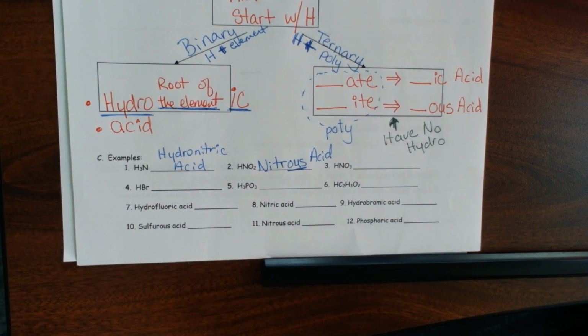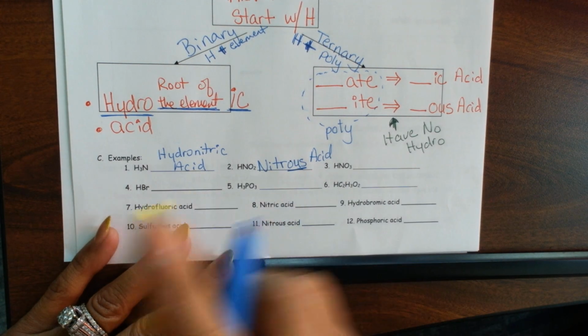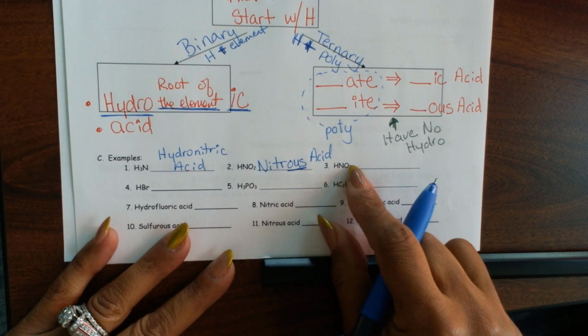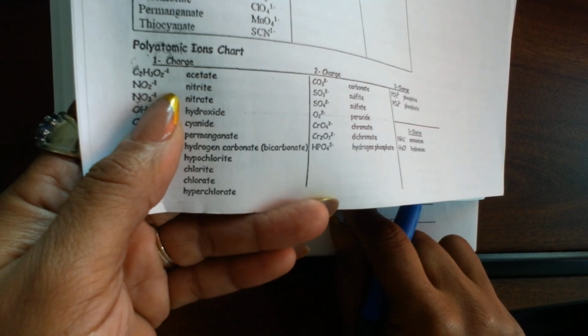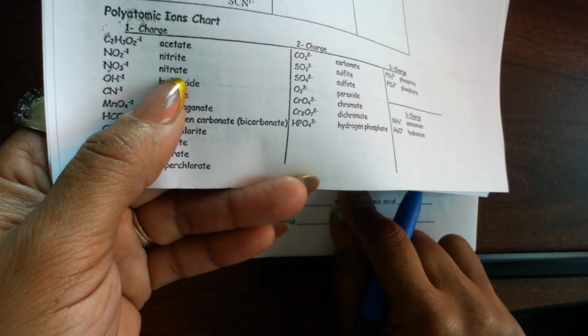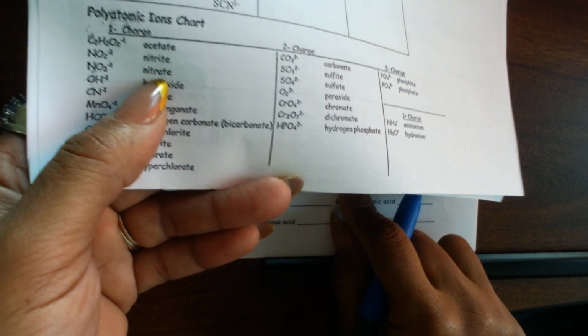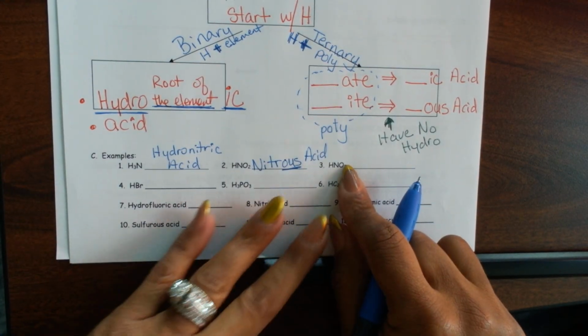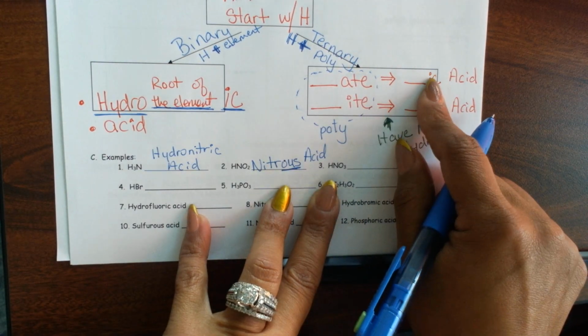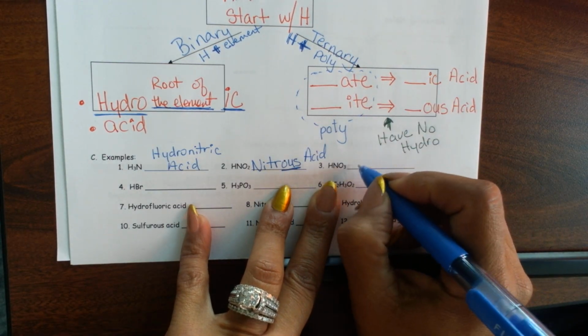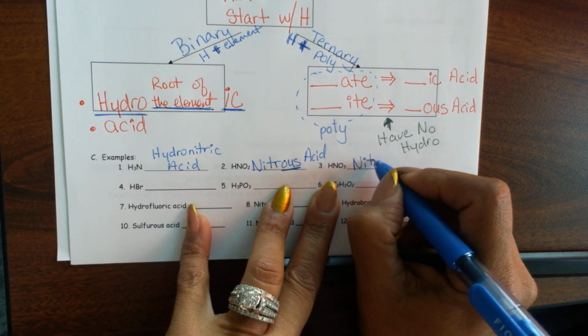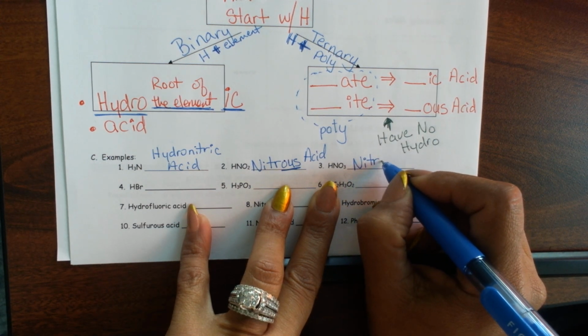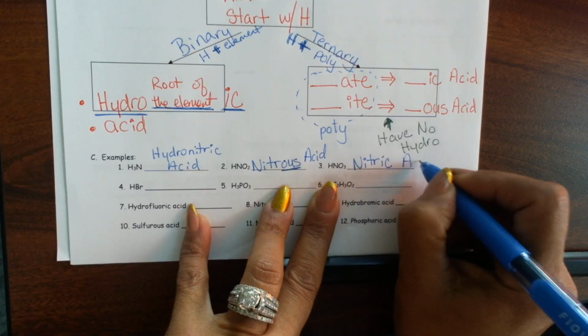Nitr, stop, change that ite to ous, and then end it with acid at the end. Okay, number 3, binary or ternary? Ternary, because there is a polyatomic in it. So now that means no hydro. I go find NO3, which is right next to NO2, right? But this NO3 ends in an ate. I'm going to change the ate to an ic. So let's go ahead and write this. Nitr, I'm going to stop, change it to an ic, and end it in acid.